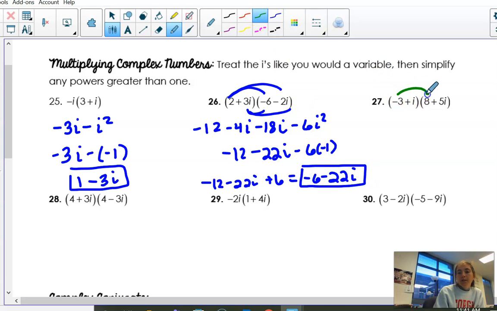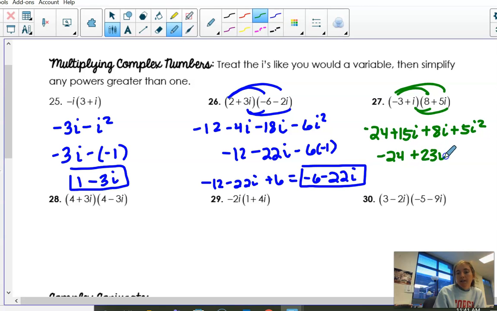All right, let's FOIL on 27. Negative 24 plus 15i plus 8i plus 5i squared. So this is negative 24 plus 23i, and then plus 5i squared turns into minus 5, because this is 5 times negative 1. So we get negative 29 plus 23i.